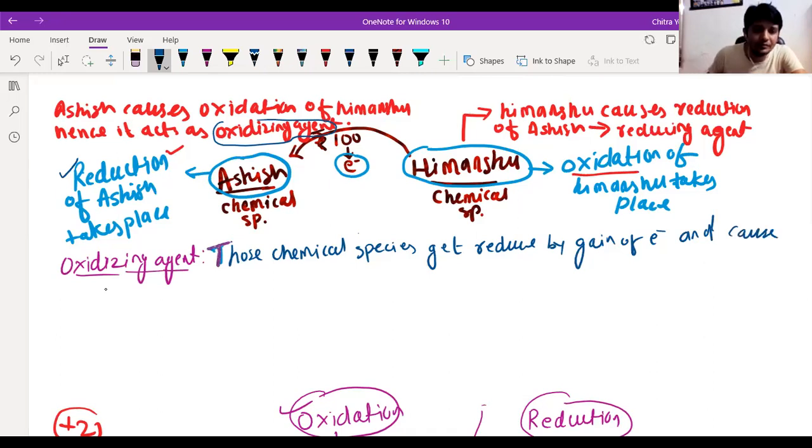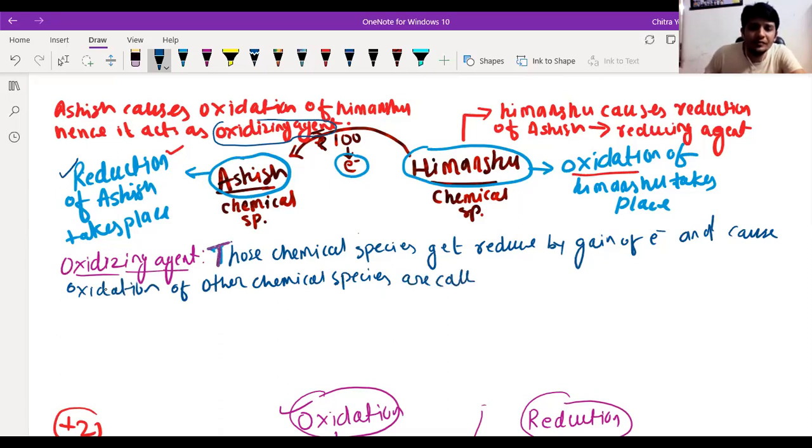oxidation of other species, other chemical species, are called as oxidizing agent.